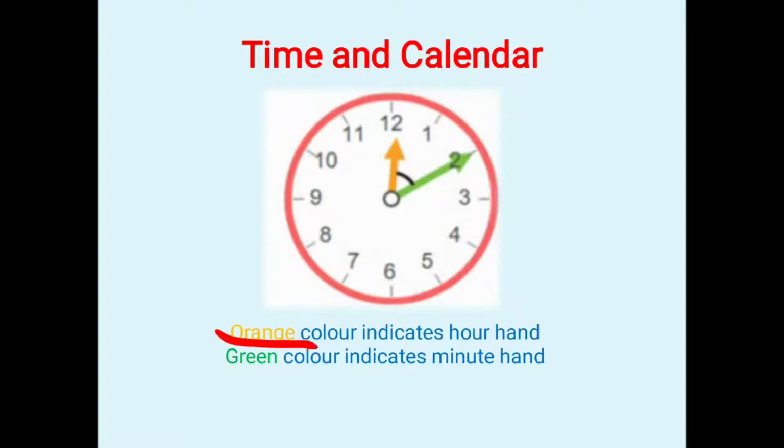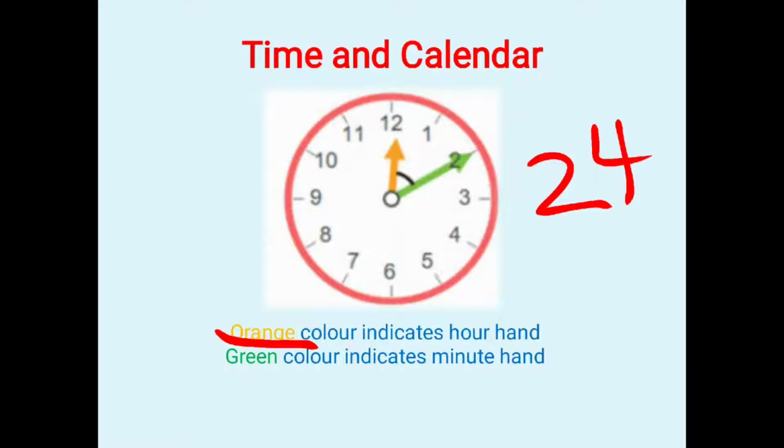See this orange color. Can you see the orange hand? It indicates what? It indicates hour. 1 hour, 2 hour, that hour. How many hours are there? In a day there are 12 hours and in night there are 12 hours. Means total 24 hours. Okay. And this green color indicates the minute hand. This orange indicates the hour hand, green indicates the minute hand.